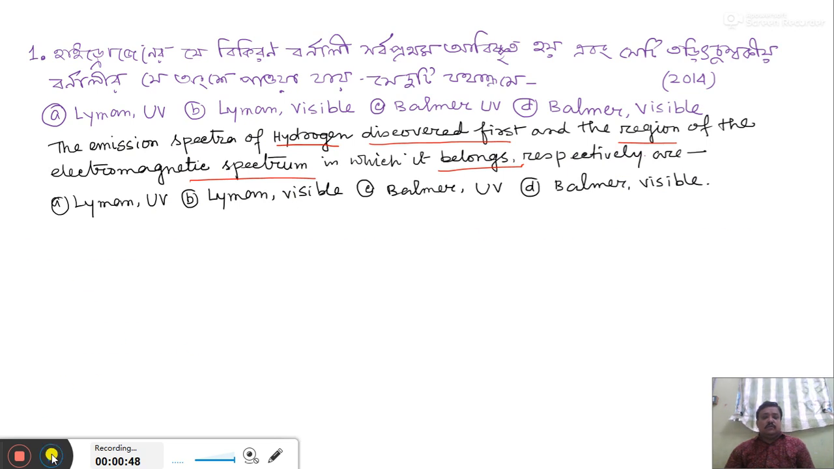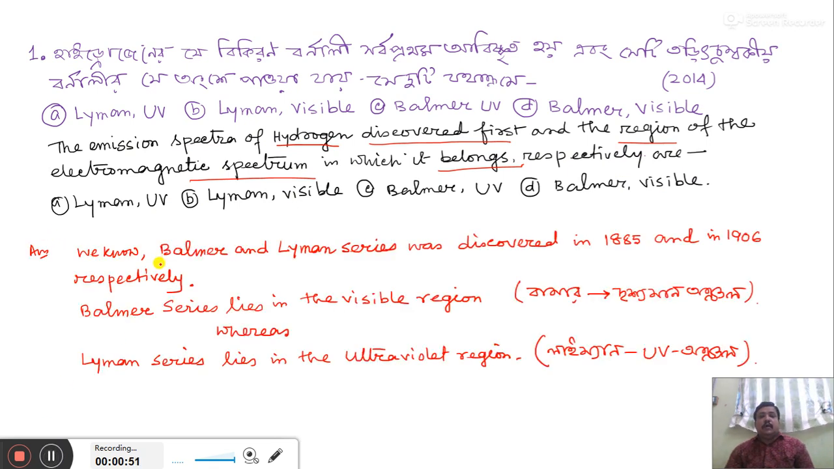Now we know the Balmer series and Lyman series were discovered in 1885 and 1906 respectively, and the Balmer series lies in the visible region but the Lyman series lies in the UV region. So the correct option is D, Balmer series and visible region.